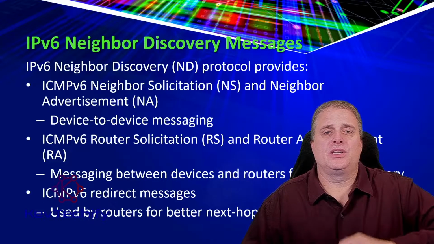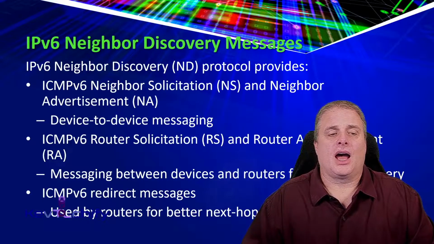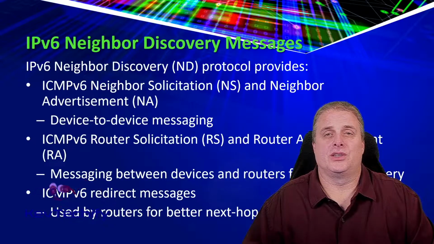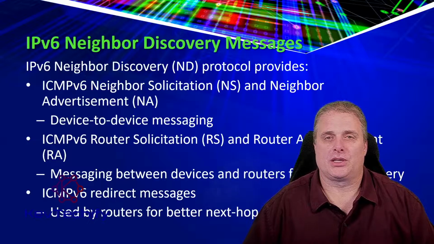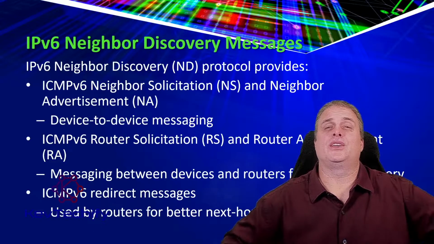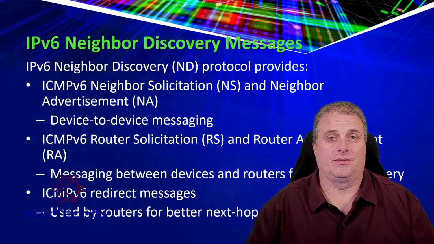The last type of discovery message here is IP version 6 redirect messages. This is used by the routers to figure out what the next hop selection is. Basically, calculate the best route to the destination.